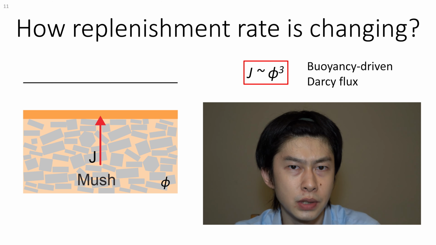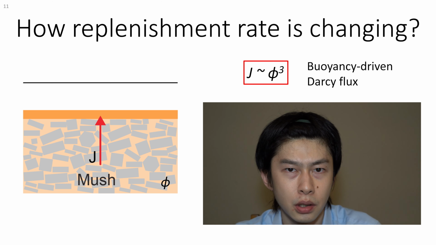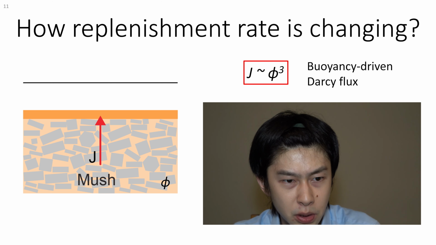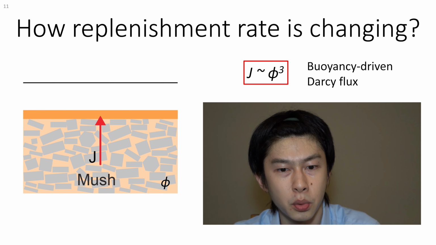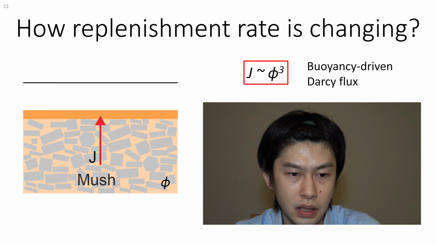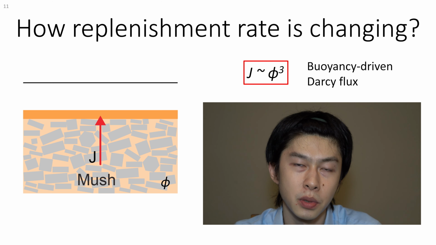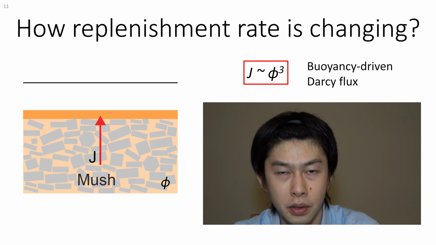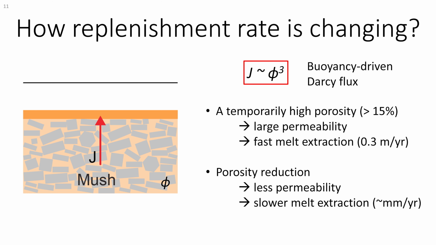So what is the reason for J to decay? Recall that the melt is extracted from a crystal-rich source mush. We can calculate J as buoyancy-driven Darcy flux. Using a suitable permeability model, J scales with the cube of the mush porosity. Therefore, fast J at the beginning reflects a temporarily high mush porosity. As melt extraction reduces mush porosity, the permeability decreases and J slows down.